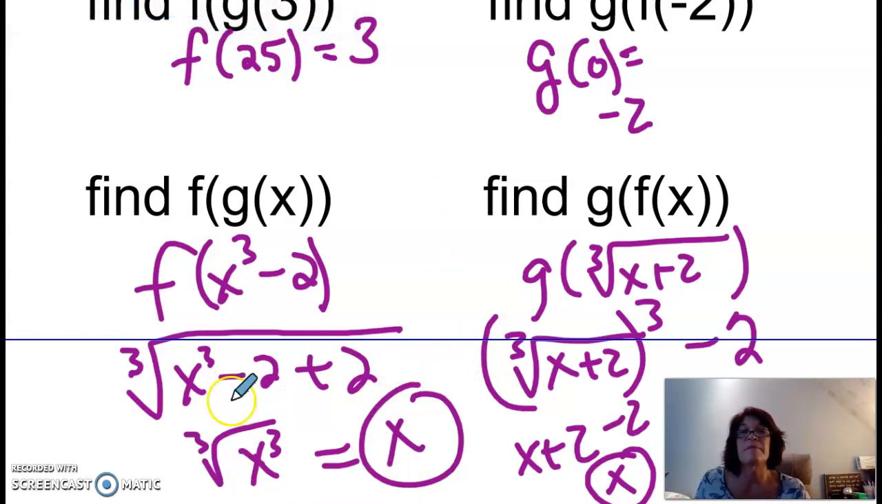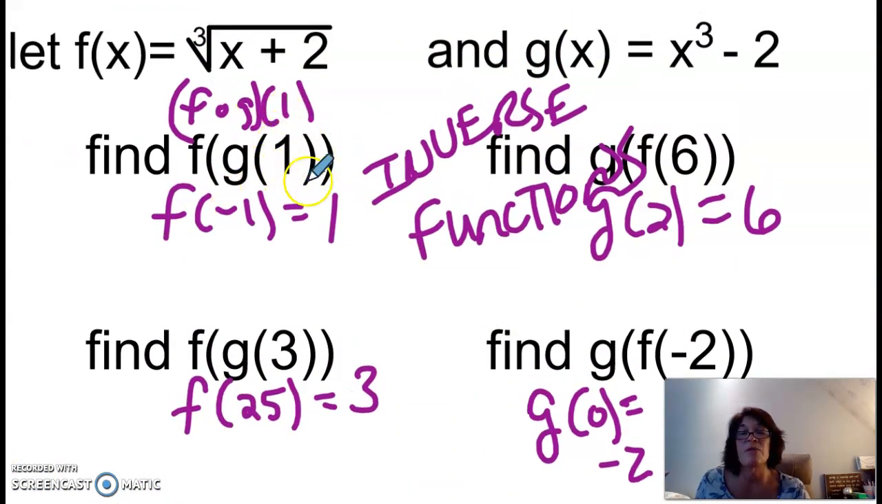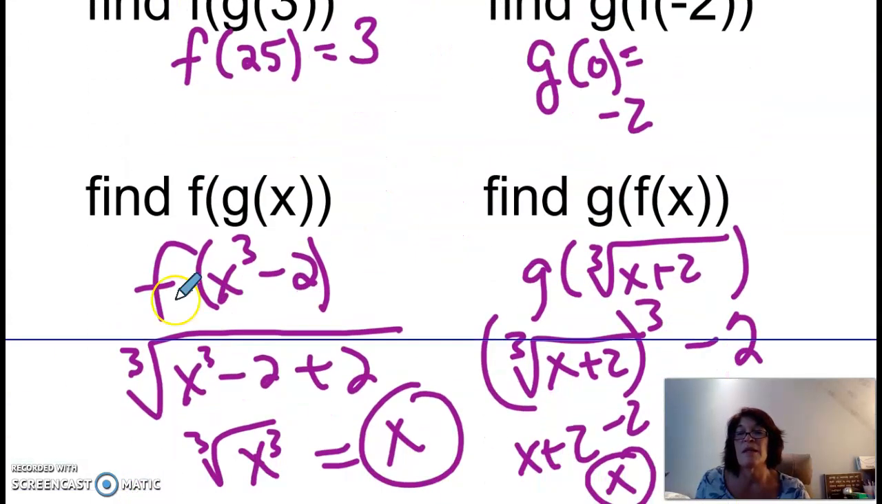These are some characteristics of these types of functions that we're doing. What we're doing are inverse functions. If you do the composition of them, you always get back to whatever was inside. F of g of 1 was 1. F of g of 3 was 3. F of g of x was x. They undo each other.